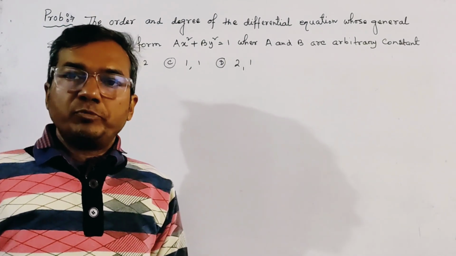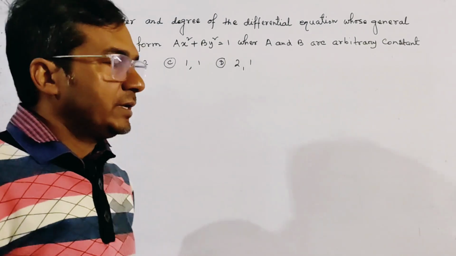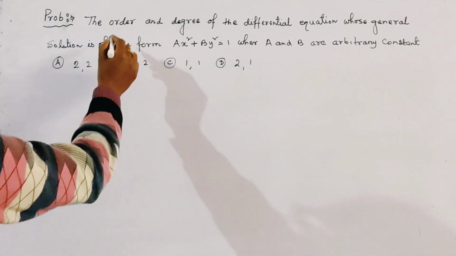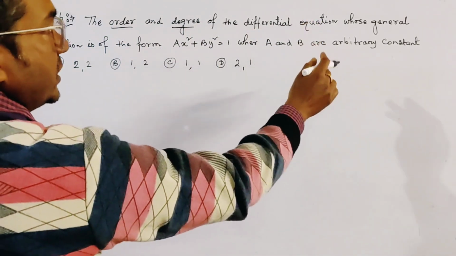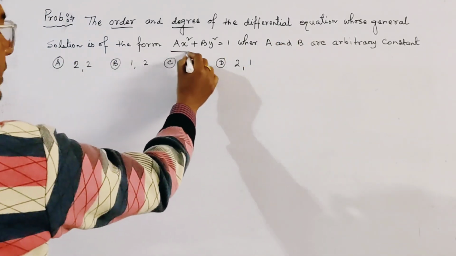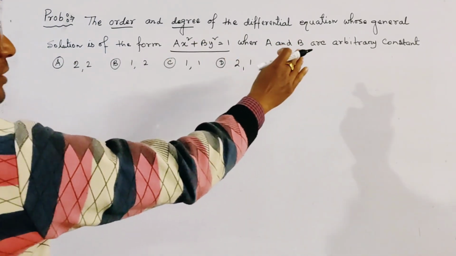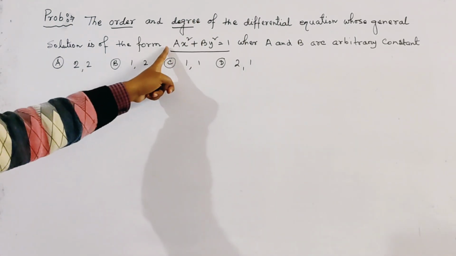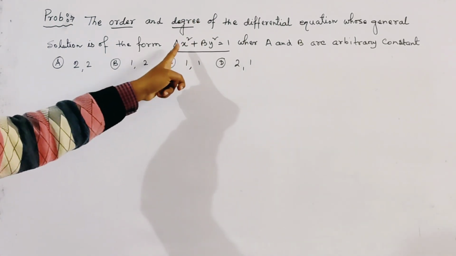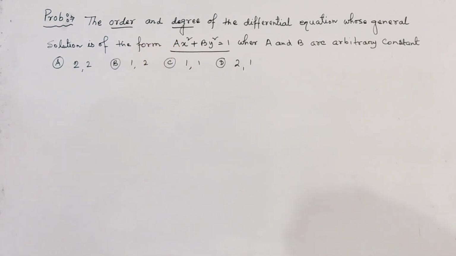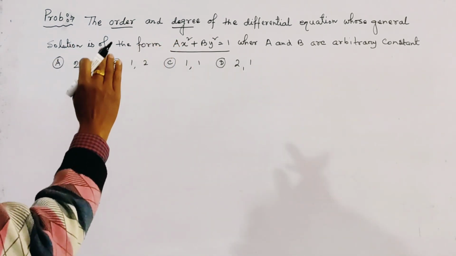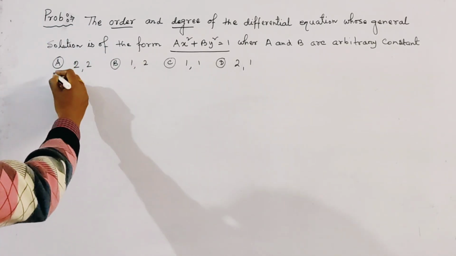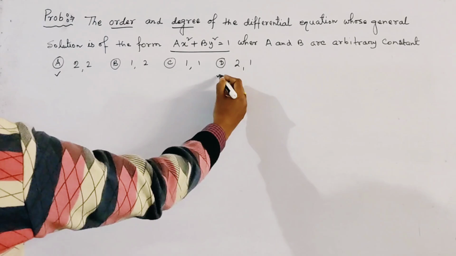A simple problem from differential equations. The problem says: find the order and degree of the differential equation whose general solution is given by this, where a and b are arbitrary constants. Clearly, from the given solution, two arbitrary constants are contained in it. So we know that the order of the differential equation must be 2. So our answer must be either A or B.